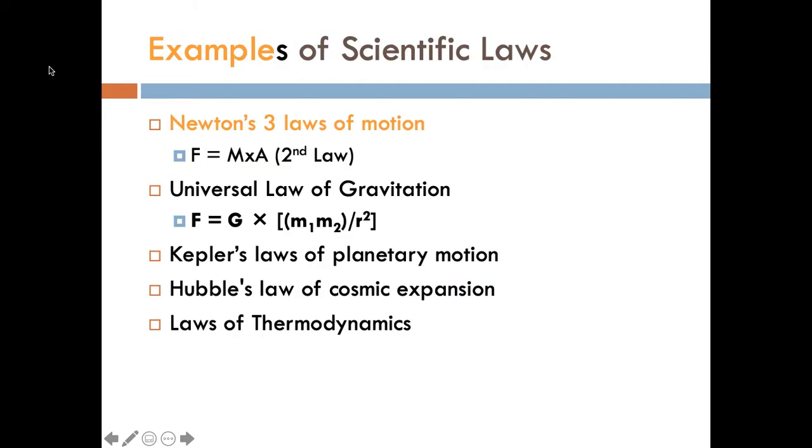Examples of scientific laws. You only need to write the first one down, but there are several here. Newton's three laws of motion. The second law is an equation. The universal law of gravitation, which can be shown by an equation. Kepler's laws of planetary motion, Hubble's law of cosmic expansion, and the various laws of thermodynamics.